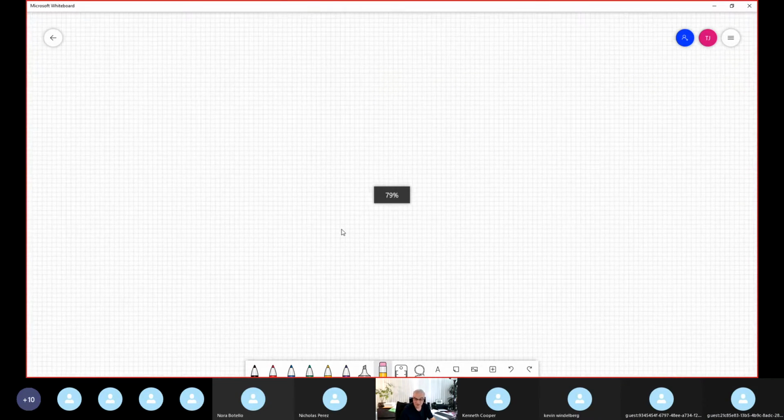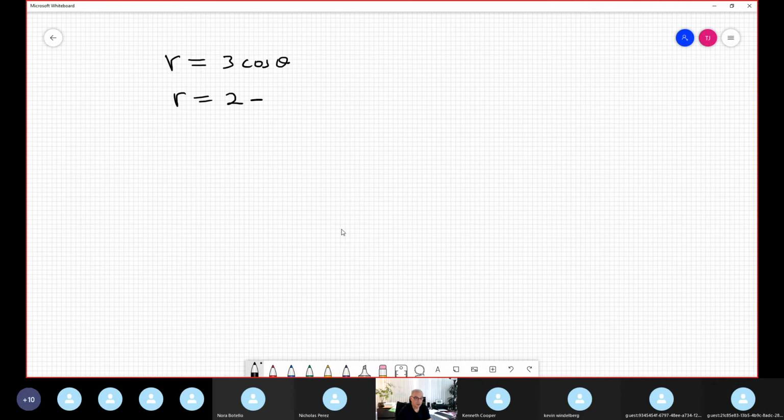This is easy, not complicated. It's R is equal to 3 cosine theta. R is equal to minus cosine theta. Equation 1, equation 2. Identification: please help me to identify this equation. I am lost. I have no idea. I don't remember anything about polar.